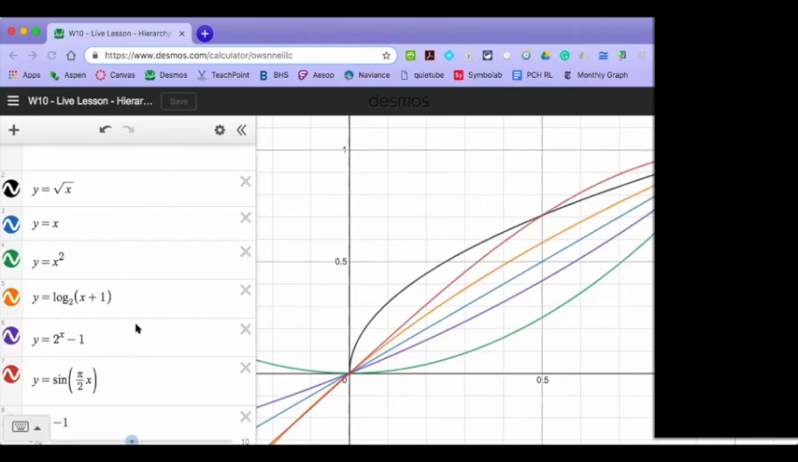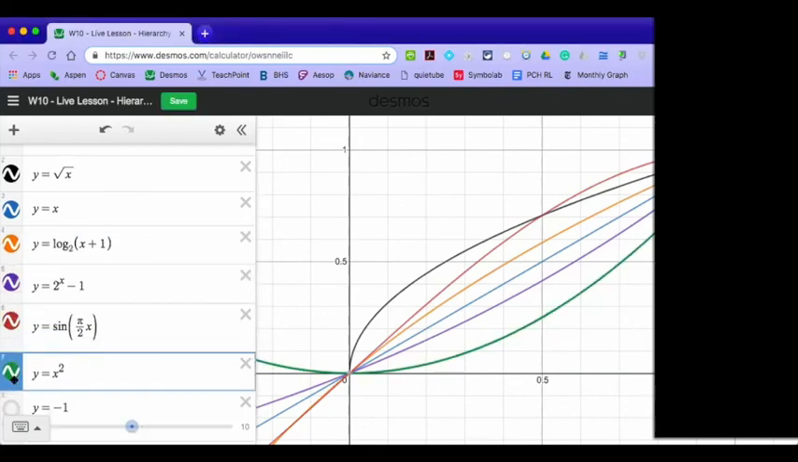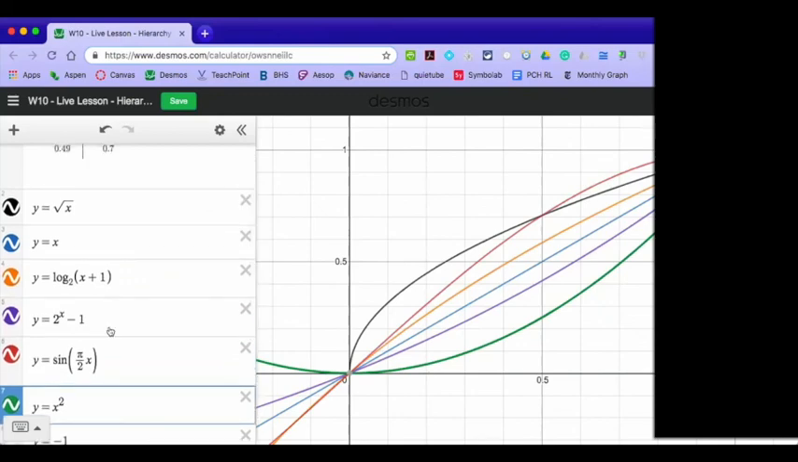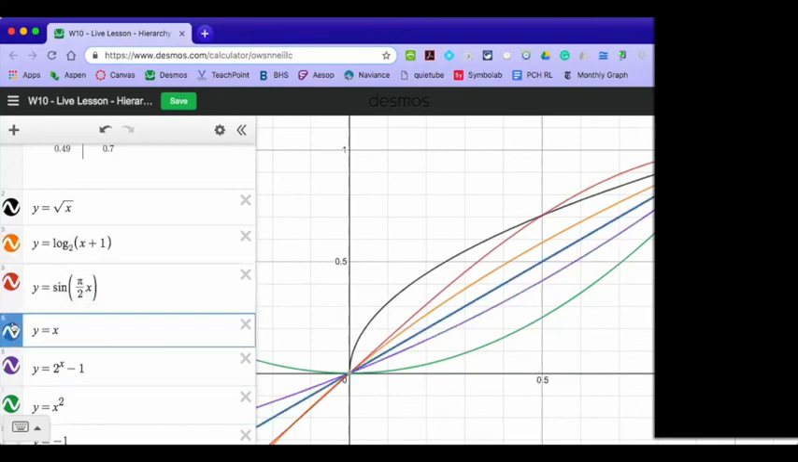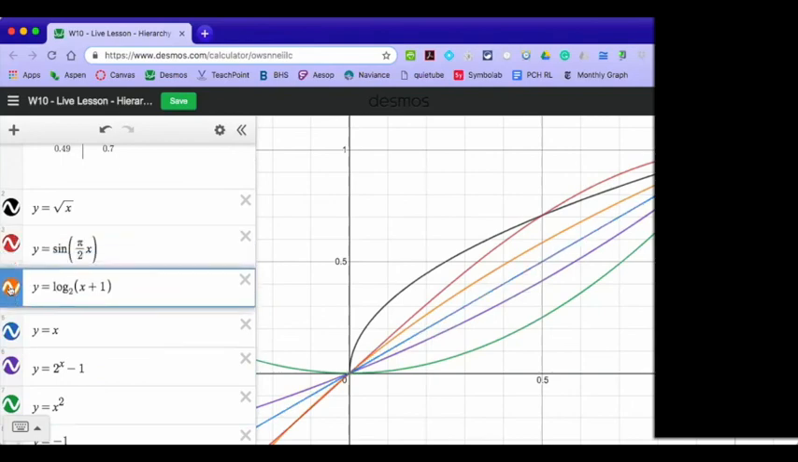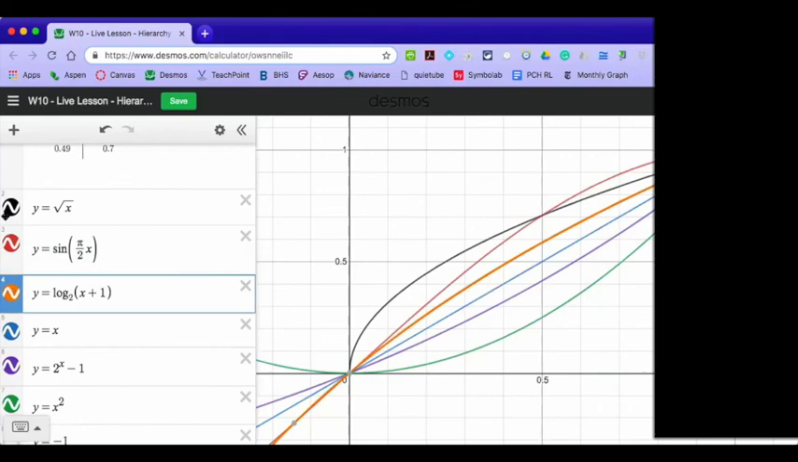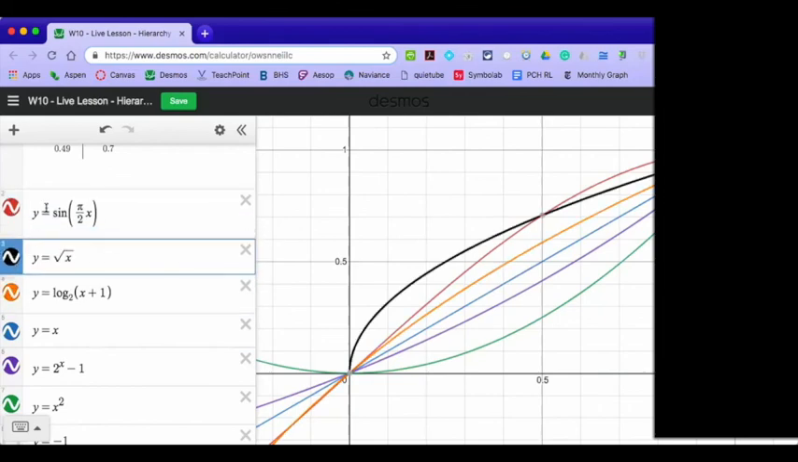Fastest would be y equals x squared. Okay, the green one. And then 2 to the power of x minus 1, the purple one, if anyone did it by color. And then y equals x. Yep, that's the same. And then log base 2 of x plus 1. And then root x. And then obviously sine. We talked before about how sine just keeps going like this, so it's not going to infinity. So obviously it's the slowest.